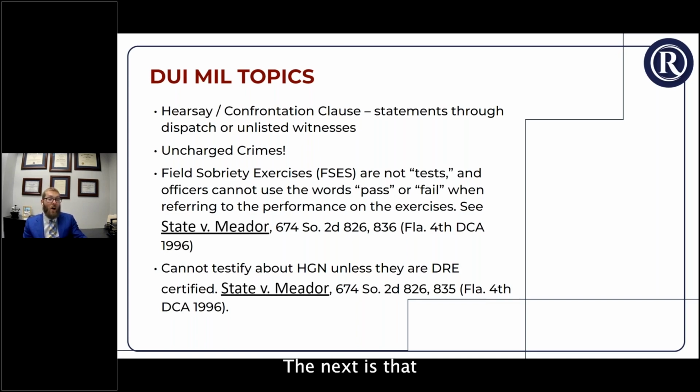The next is that officers can't testify about the horizontal gaze nystagmus, the HGN, unless they're DRE, or drug recognition expert, certified. Most officers aren't going to be DRE certified, so they're not going to be allowed to talk about the HGN. They'll be allowed to talk about the pen test and how someone followed the directions, but not about the specific eye movement. So they'll be able to say, well, I gave him the instruction to keep his head still, and he didn't follow that, or he was swaying while doing the pen test, but they won't be able to talk about the smooth pursuit or the distinct nystagmus. You don't want the scientific evidence coming in if they're not DRE certified, because then you don't have to fight it. And if you don't have to fight that evidence, it's better for you.